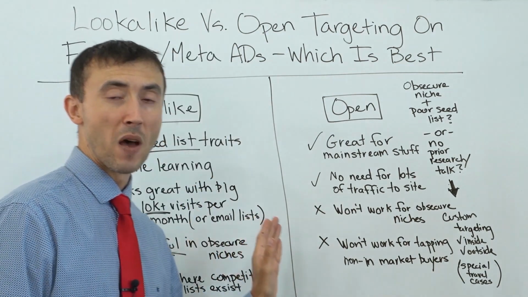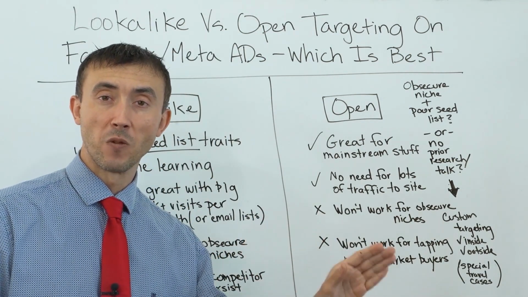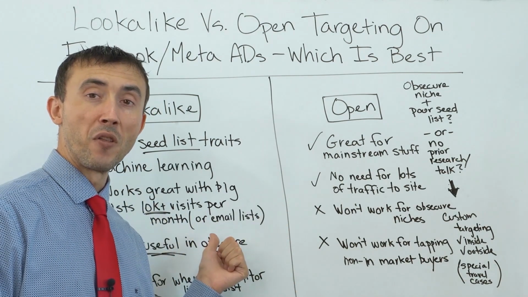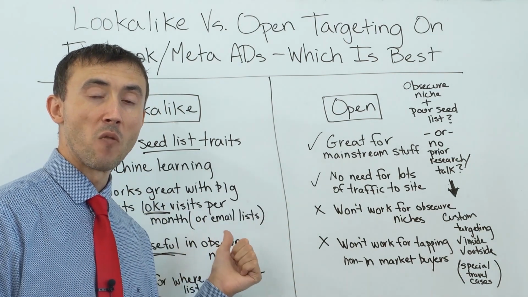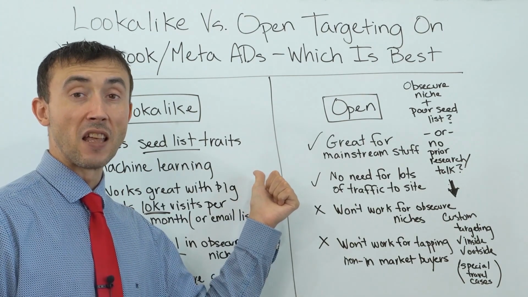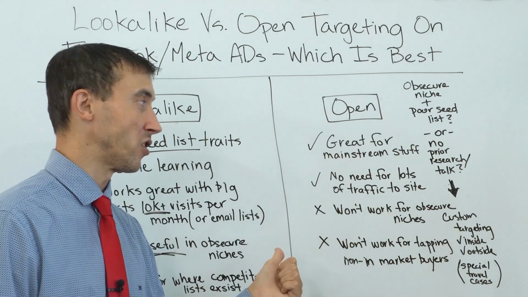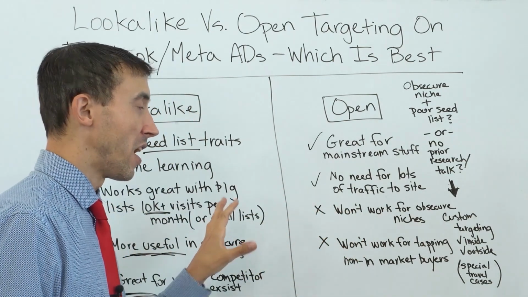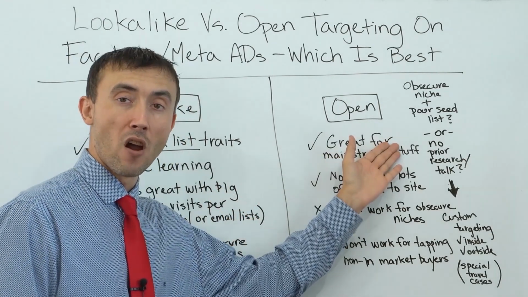In a lot of occasions, by the way, we'll run heavy Google ads first and get that to work first, while building up our pixel. And then once we get over the 10,000 a month threshold, we're going to run our lookalikes campaign on Facebook, given that it's well seeded enough for it to actually work. That is, if we're in a more obscure niche where open targeting won't work.